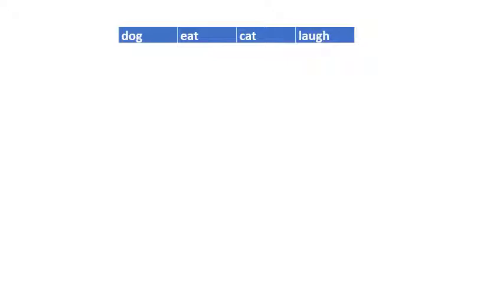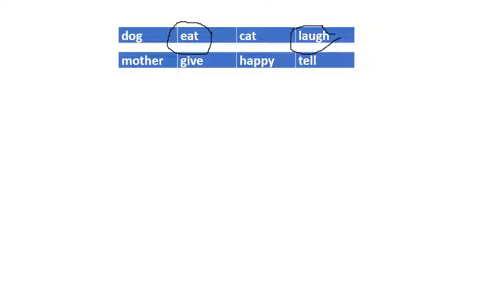Go on, tell me. Yes, I'm waiting. Yes. Eat is an action. Laugh is an action word. You laugh, right? It's an action. The next one, number two.